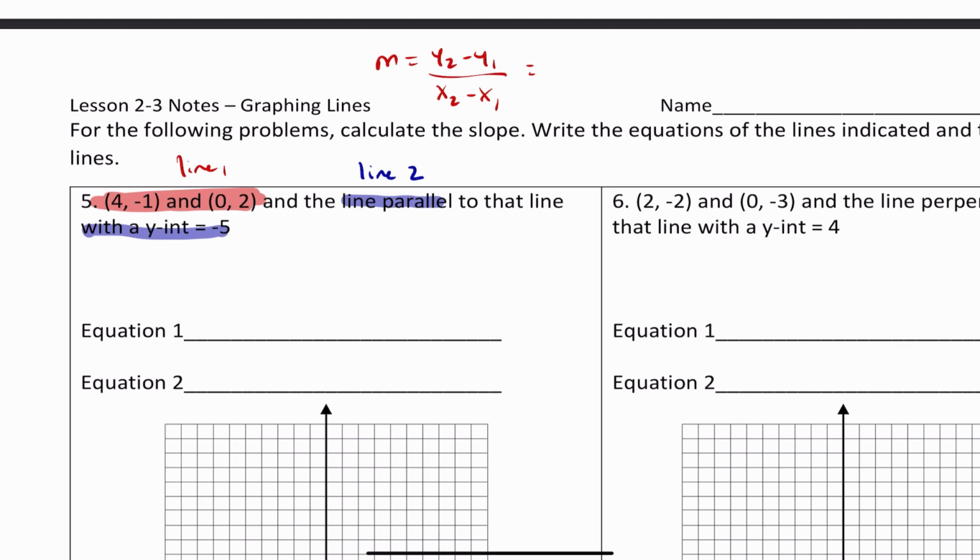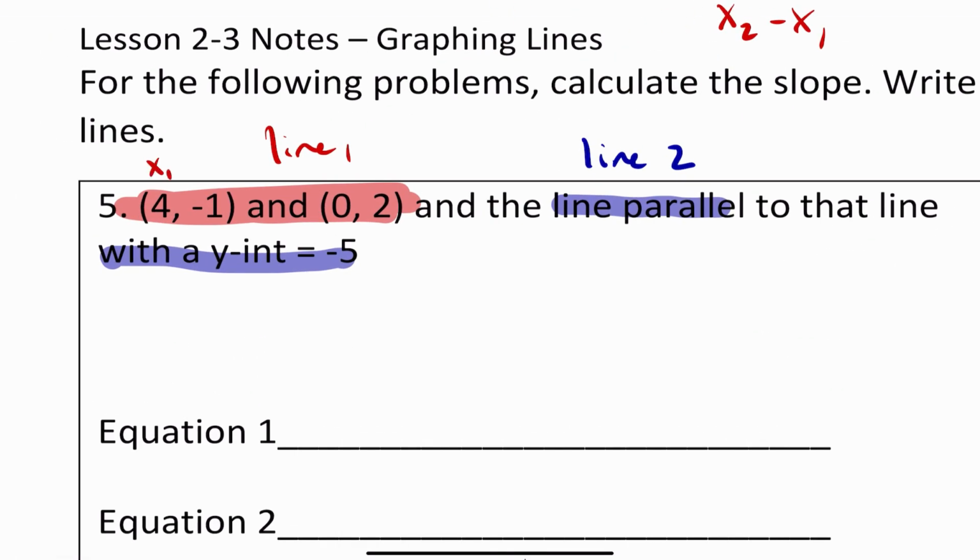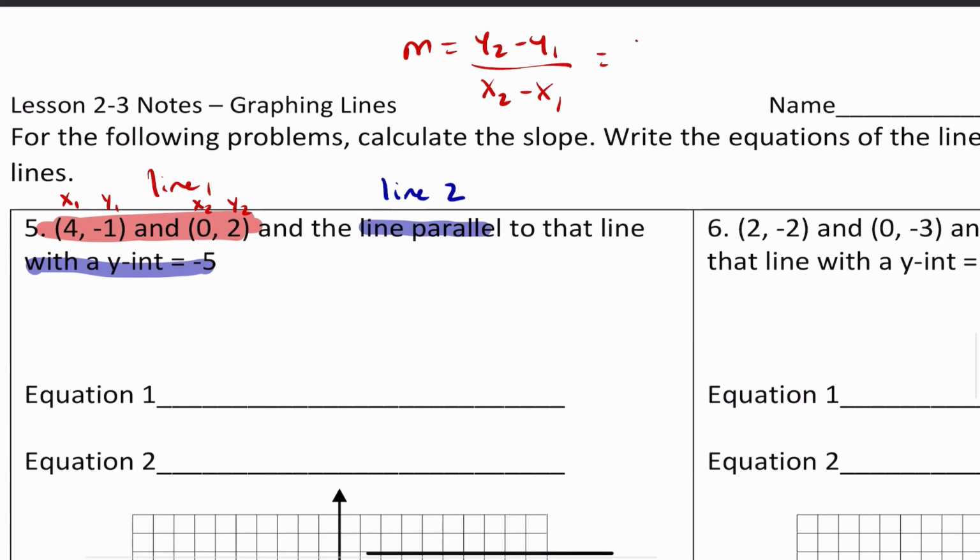Well, let me go ahead and label this. This is going to be x1, y1, x2, y2. y2 is 2 minus y1, which is negative 1, all over 0, which is my x2, minus 4, my x1. So that's 2 minus negative 1, that's 3. And then 0 minus 4, that's negative 4. So my original slope is going to be negative 3 over 4.